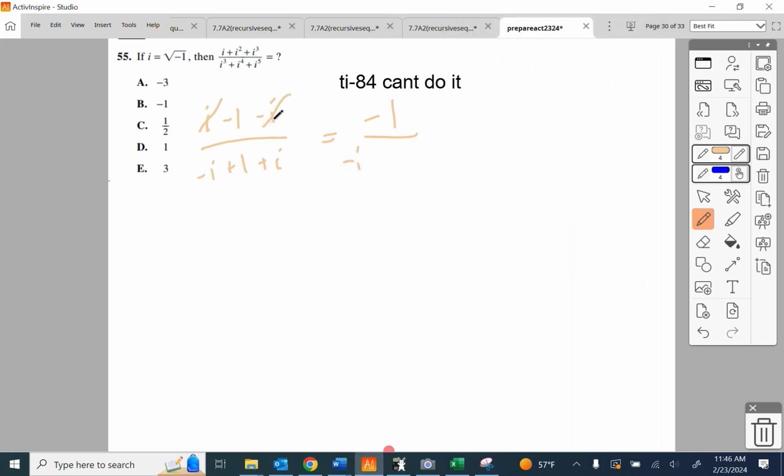i. I'm canceling these two out because in the numerator they cancel each other out. Now, if you look at the bottom, you have a -i and an i, and they cancel each other out. And you get -1 over 1, which is -1.